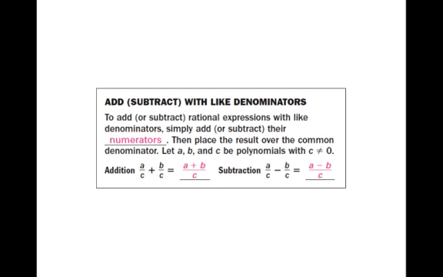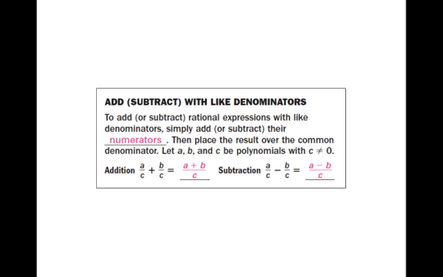Just like with regular fractions, life is good when you're adding and subtracting if you have like or common denominators. To add or subtract rational expressions with like denominators, simply add or subtract their numerators and use the common denominator. Then place the result over the common denominator.